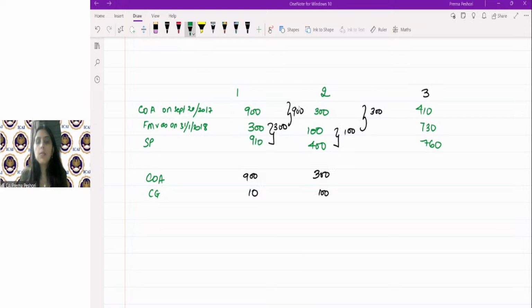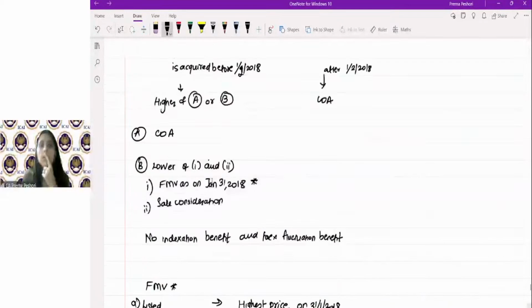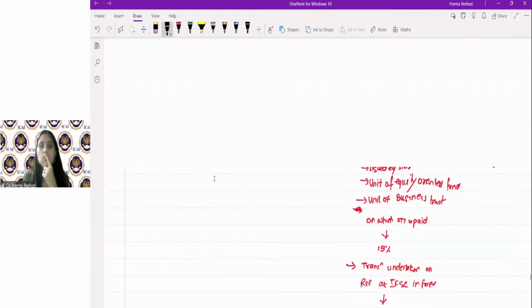What is the cost of acquisition? Yes, that's correct. So here, first of all, lower of this, 730, higher of this, 730. So 730 is my cost of acquisition, and this will be 30 capital gain. Clear? Now the last section under the taxability is 112.